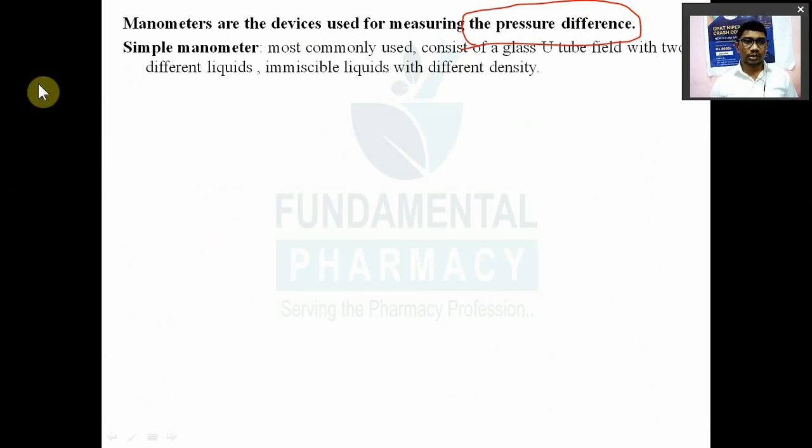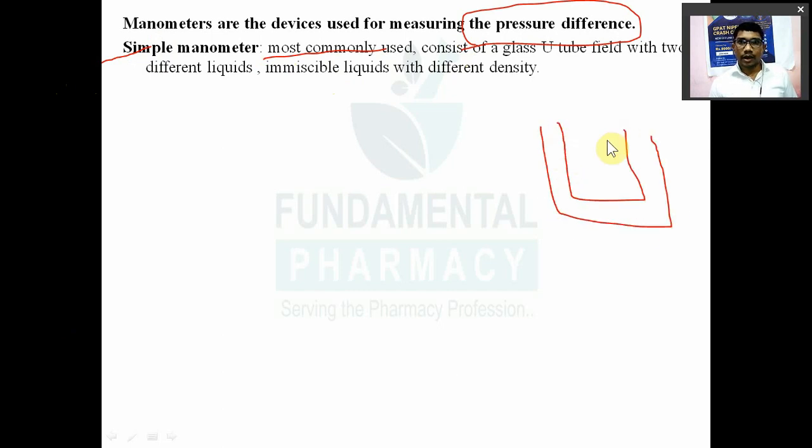Now there are different types of manometer, like simple manometer class होती है उसका. Simple manometers are most commonly used. Remember, simple manometers are most commonly used, and it consists of a U-shaped glass tube. ऐसा U-shaped glass tube होगा उसमें, glass tube like this. And it is filled with two different liquids. उसमें दो liquids होंगे, which are immiscible, okay, and they are different in the density. उनका density different होगा.